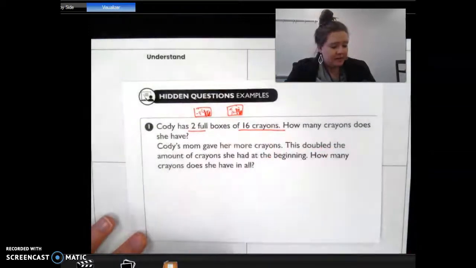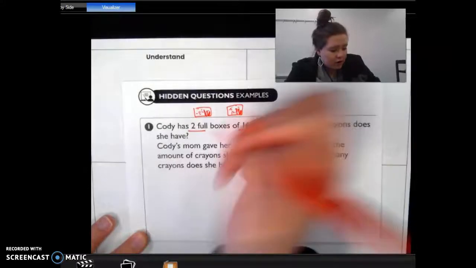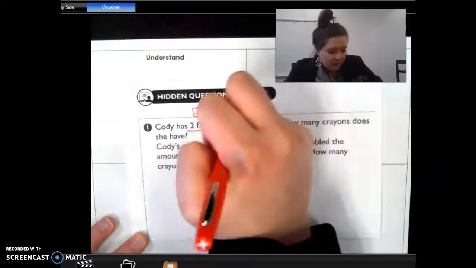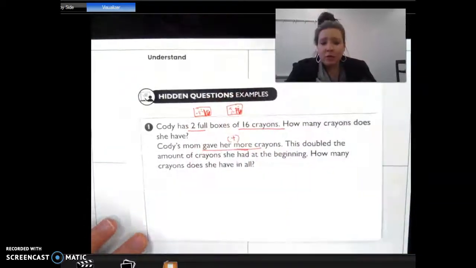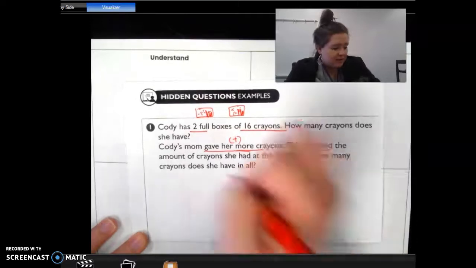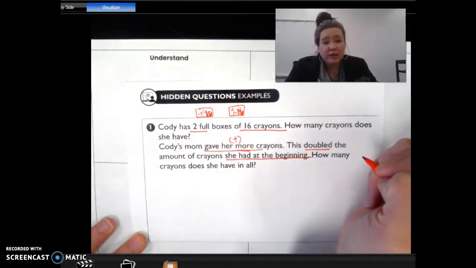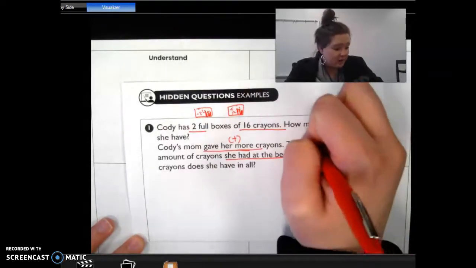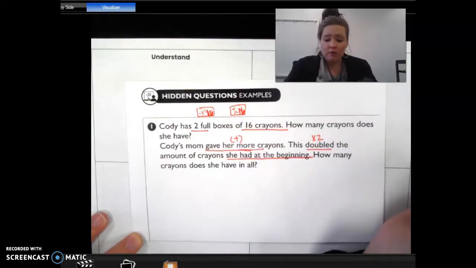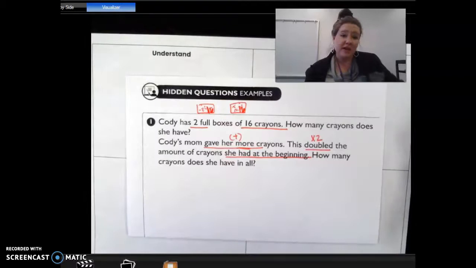How many crayons does she have? Cody's mom gave her more crayons. More, gave her more. If her mom gave her more, maybe we're adding. This doubled the amount of crayons she had at the beginning. Doubled the amount of crayons she had at the beginning. Doubled, I know that doubled is 2 times as many, okay? How many crayons does she have in all? All right, so what is the hidden question of this problem?